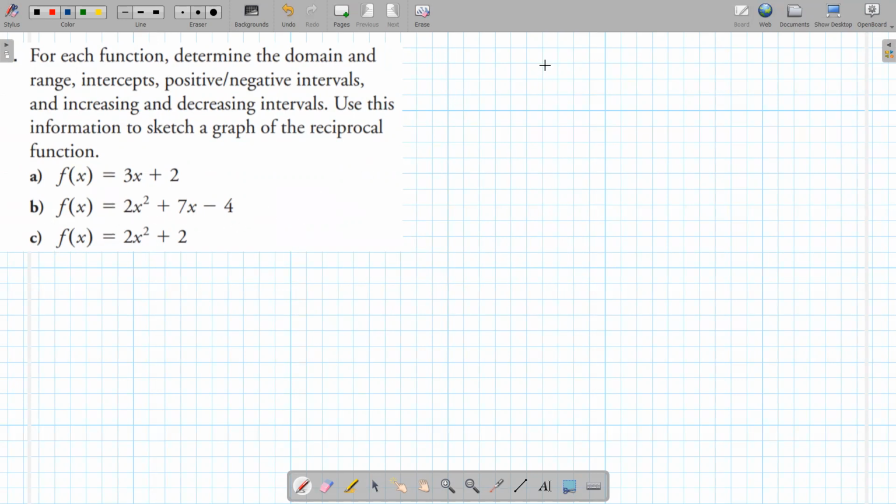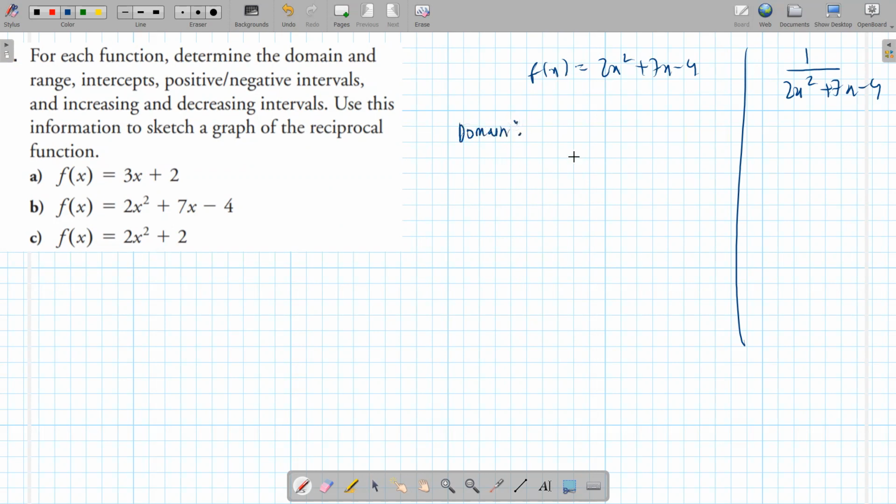So the main function is just f of x equals 2x squared plus 7x minus 4. And then the reciprocal function is going to be 1 over 2x squared plus 7x minus 4. So what is the domain of this function? This is a quadratic, right? What's the domain of a quadratic function?